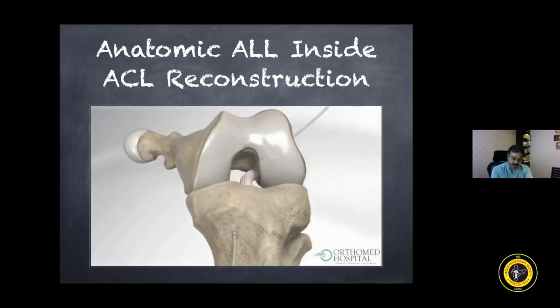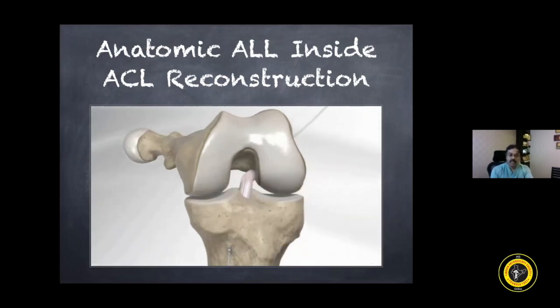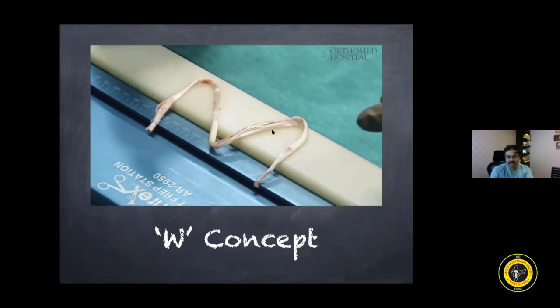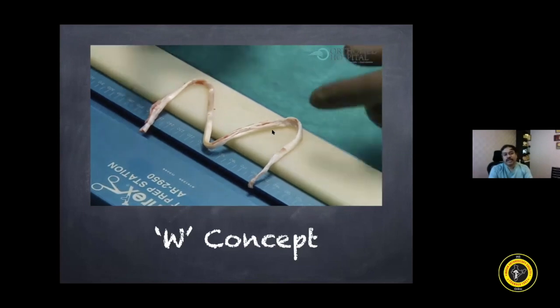So this is a small animation video. This is what we're going to do now. And we have made a small modification. This is the concept of W. We take only the semitendinosus graft, and you can see the view as an image of W. So we don't make it as a circle. I made this technique, and we have customized it while doing the all inside technique.